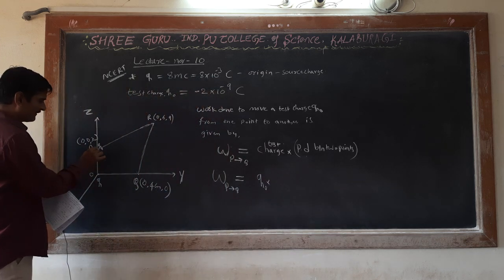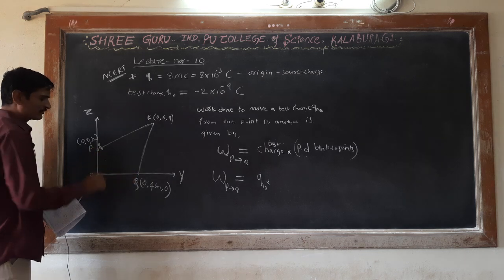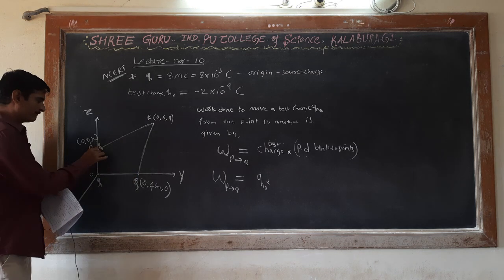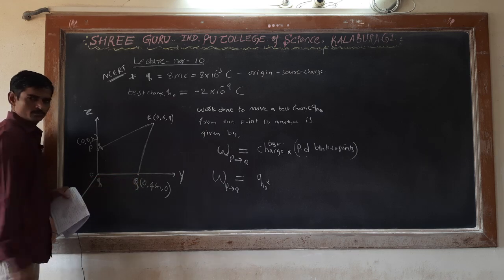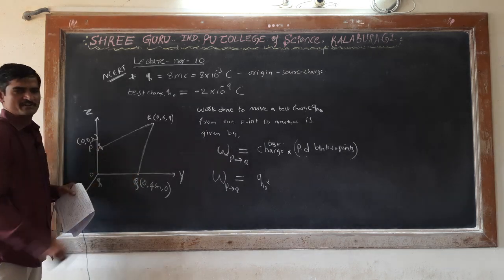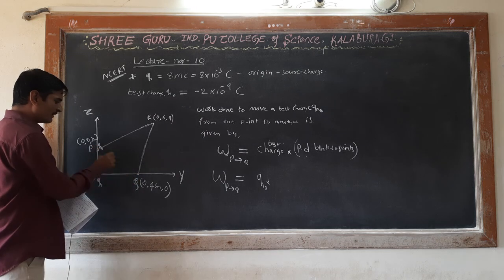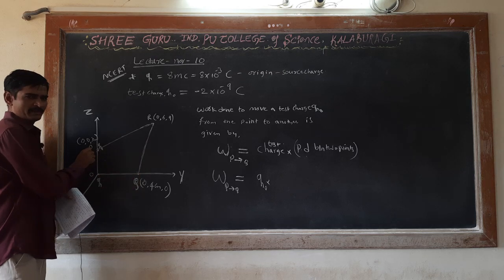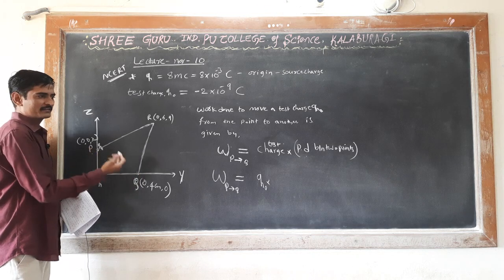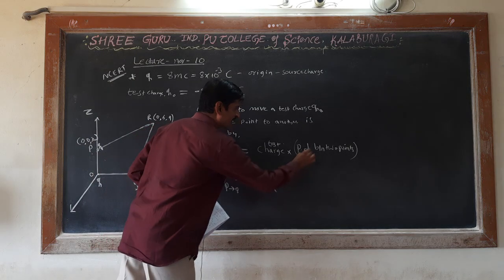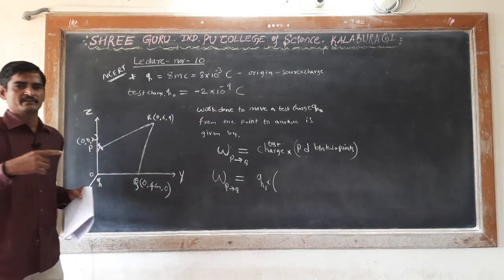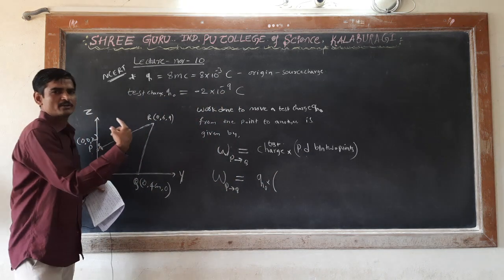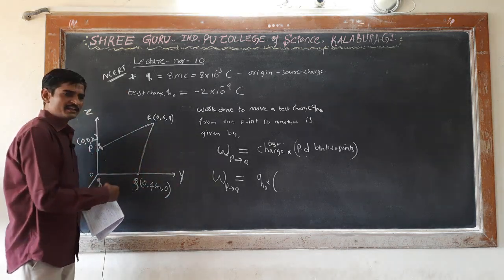Which are the 2 points? Point P and point Q. Which one do we have to write first? VP minus VQ or VQ minus VP? Think about it. Potential difference means final minus initial. In the theory class only I told, first we have to write final, then initial.